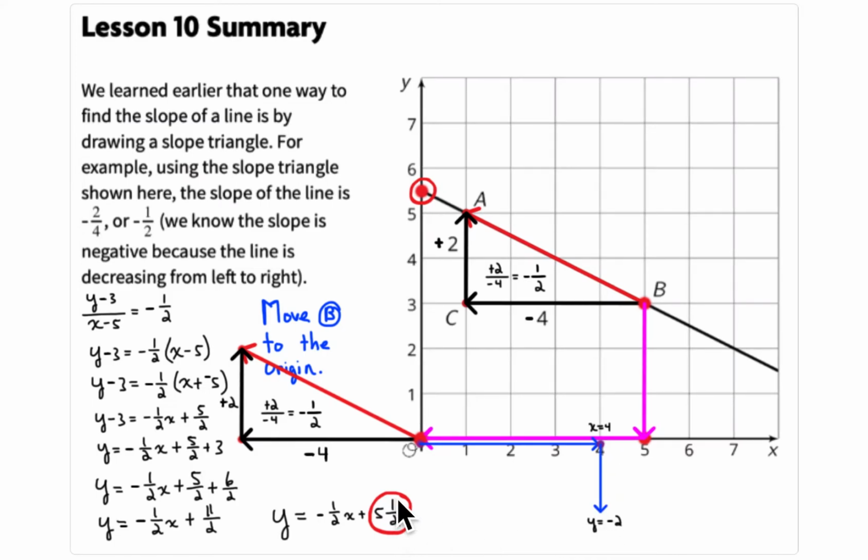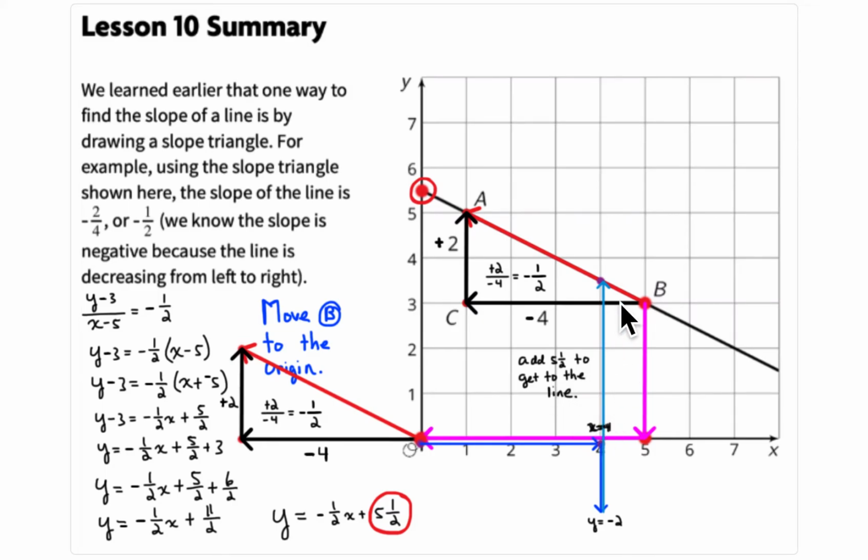All right, and then what do we have to do to get to this line? Because this equation describes all the points on this line. So how do you get back up to this line? Well, you have to add this 5.5. So you add 5.5 to get back up to that line. So add 5.5 to get to the line.